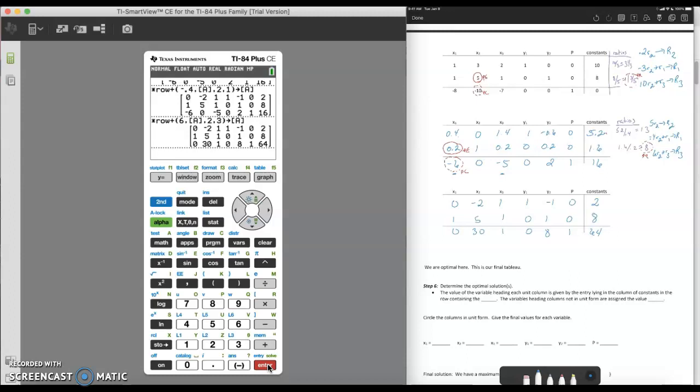So what we can see here is this is optimal because there are no negatives. And where are there no negatives? There are no negatives over here.